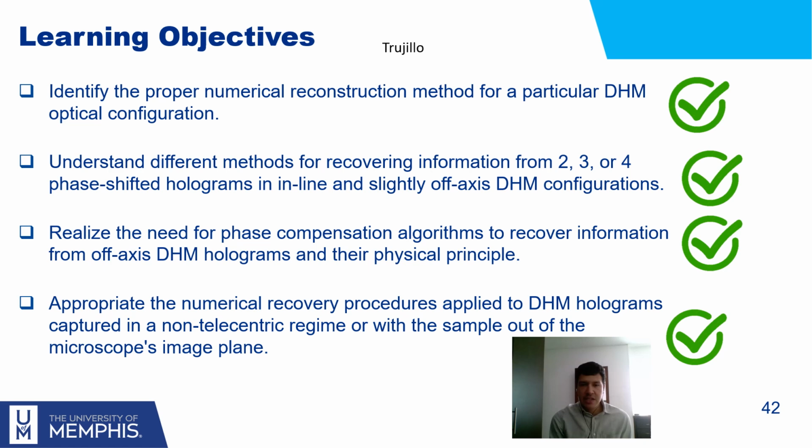So finally, to summarize, in this talk, we addressed first how to identify the proper numerical reconstruction method for a particular DHM configuration. We also studied different methods to recover information for 2, 3, and 4 phase shifted holograms, both in inline setup, a slightly off-axis setup, and also in situations in which the phase shift is not known, that is, blind methods. Also, we realized the need for phase compensation algorithms to recover information in off-axis DHM holograms by doing this spatial filtering procedure plus the digital reference compensation method. And finally, we addressed the numerical methods to recover information for holograms capturing non-telecentric systems, and of course with the sample out of the image plane of the system.